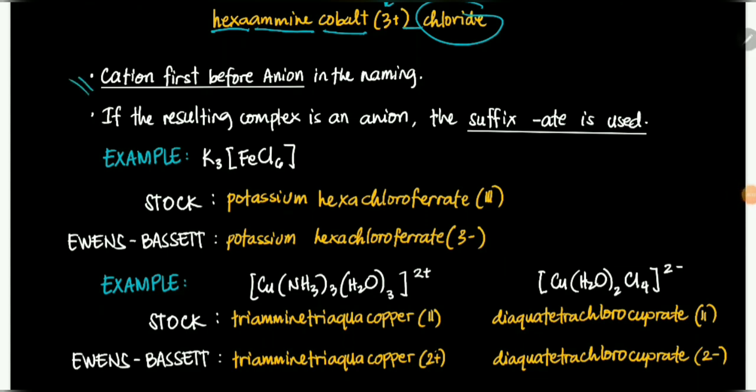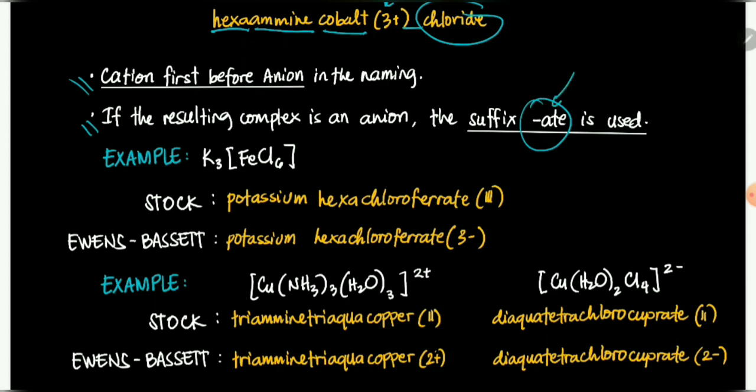We have this one, cation first before the anion. So, this is the standard rule. So, yung cation name natin ay nasa left, tapos yung anion name natin ay nasa right, tapos separated sila by a single space. Okay? Then, we have this. If the resulting complex is an anion, the suffix "ate" is used. So, for example, dun sa ating cobalt, kapag cation yung complex, that's cobalt. Kapag naman anion yung complex, that would be a cobaltate. Okay? Madadagdagan ng "ate" yung ating central metal name.